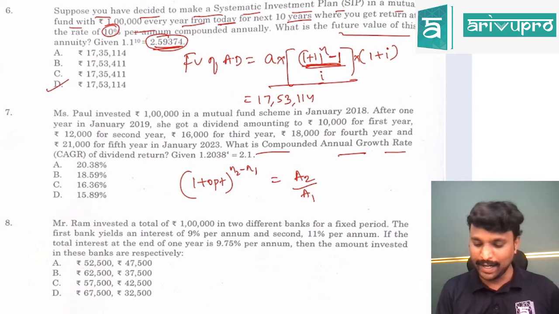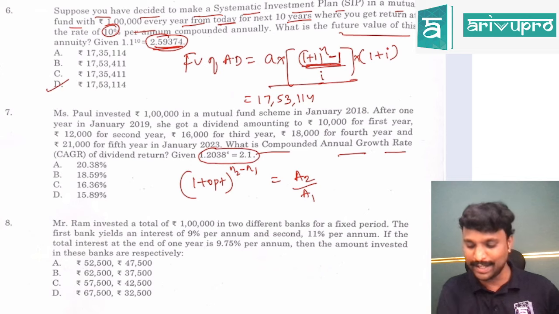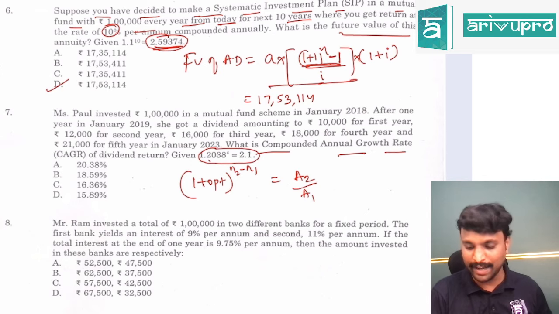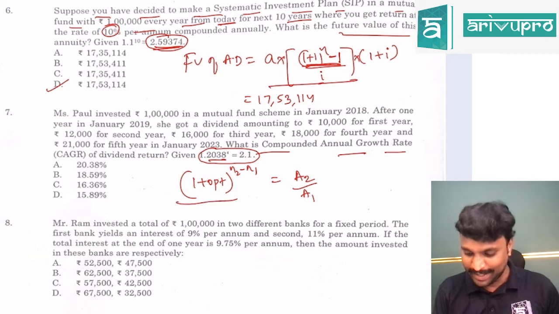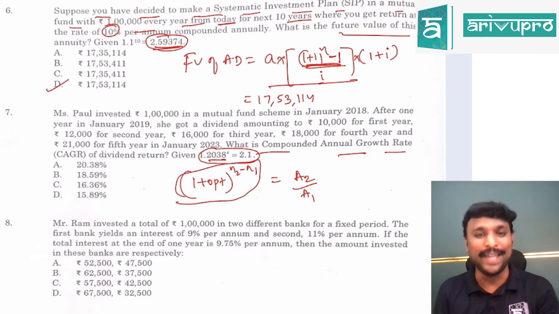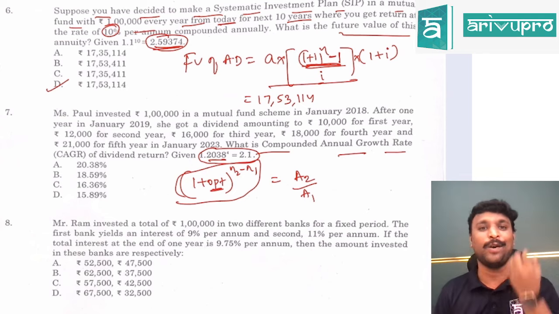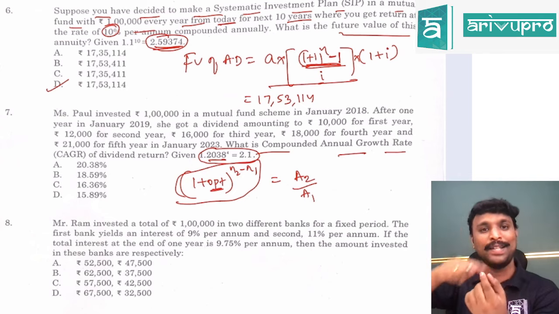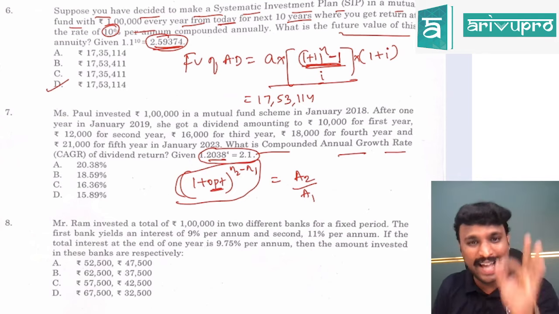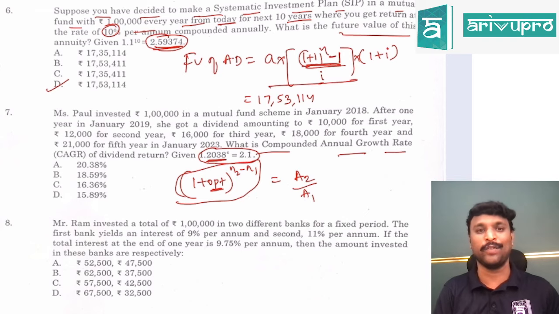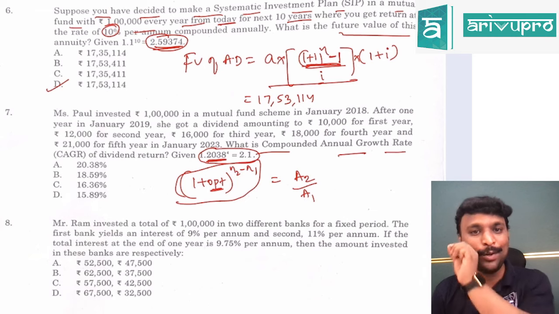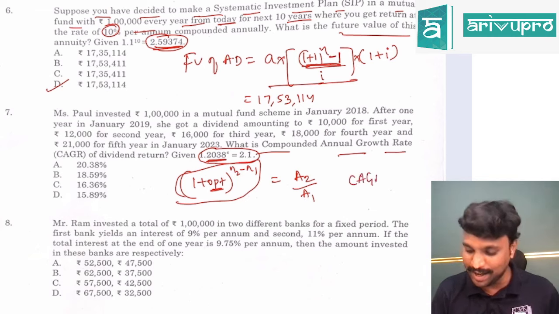Guys, if you look at the given data, on the left hand side it's clearly 1 plus i whole power, this expression only. So that means the option is nothing but CAGR. So 1 plus whatever is the decimal value, that itself is CAGR. That means the decimal value along with 1 is 0.2038. So CAGR is 0.2038.